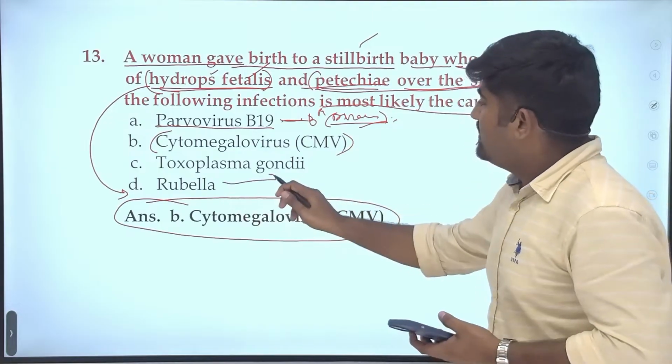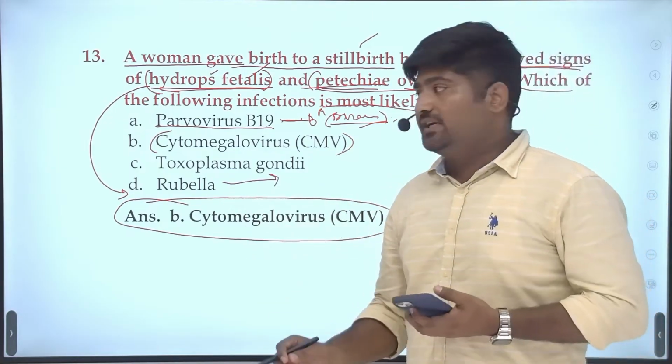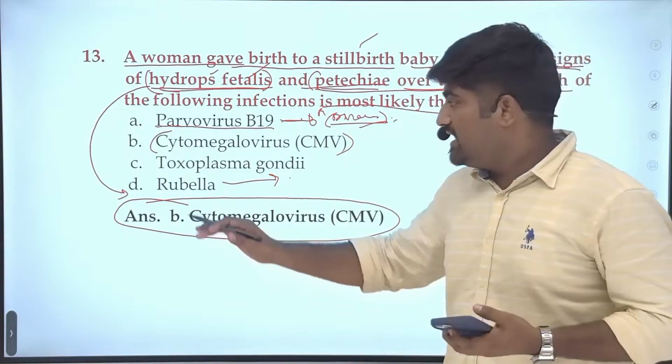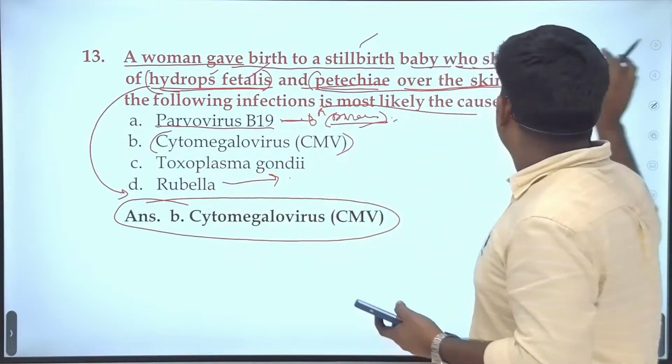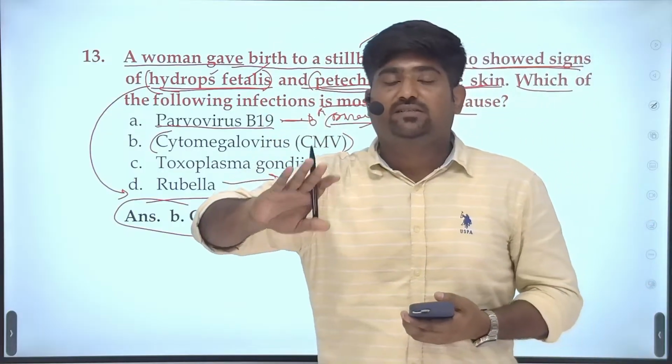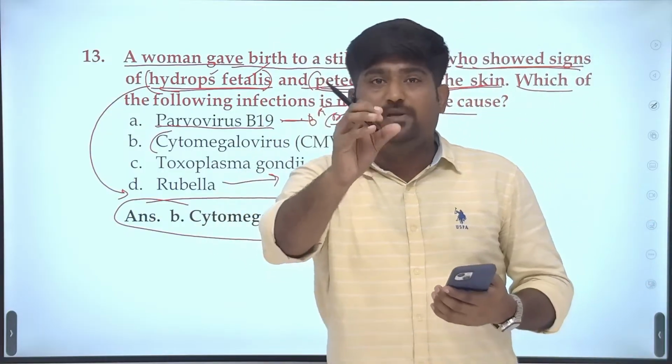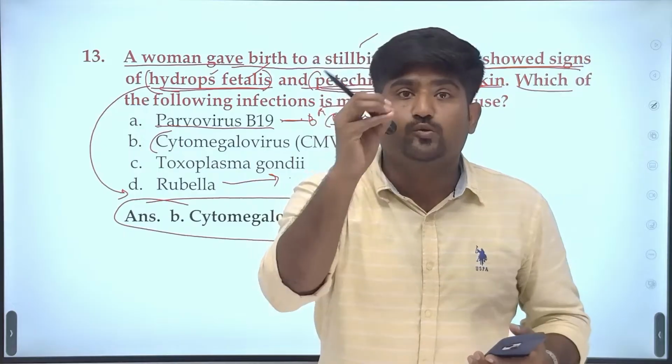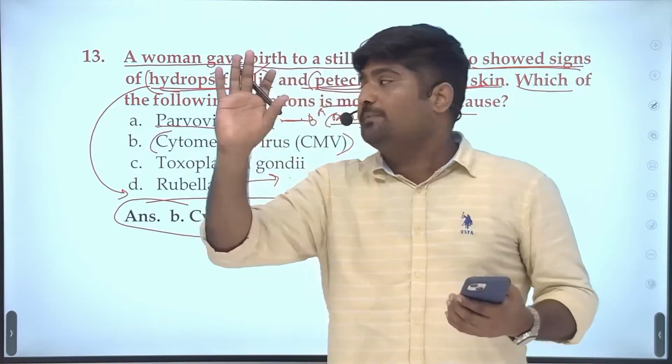Rubella causes congenital rubella syndrome, but it will not be in stillbirth. If it is less than 16 weeks, there is the most probability to give congenital rubella syndrome. After 16 weeks it will not be there.